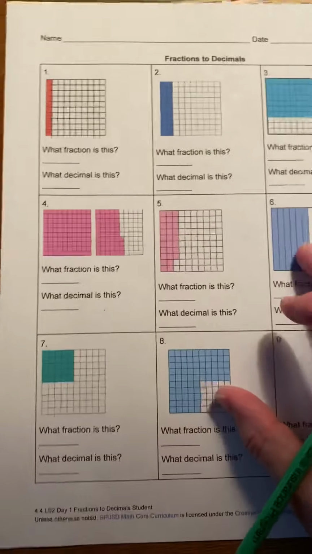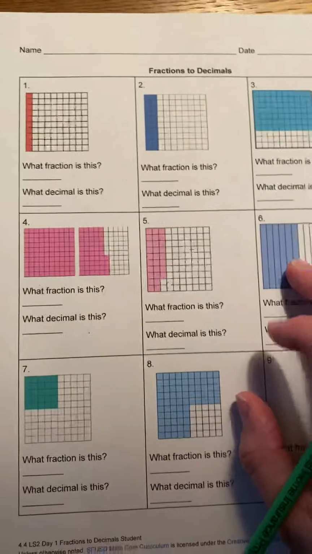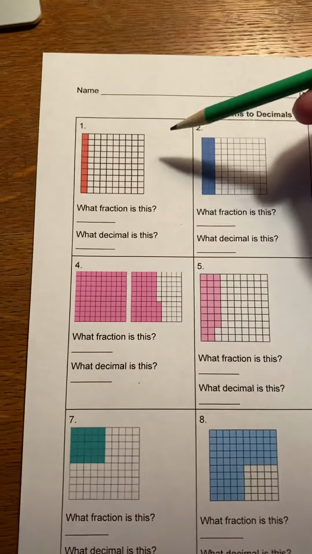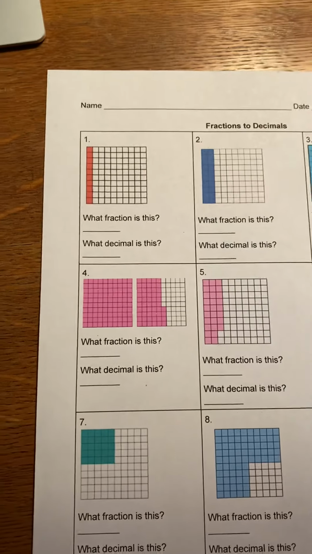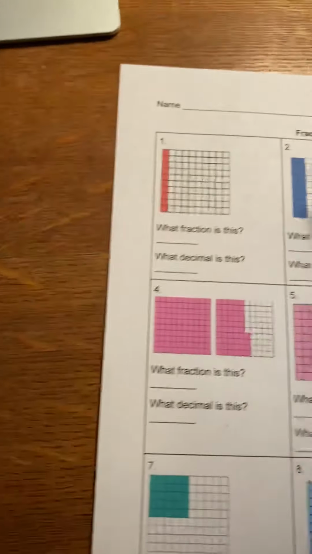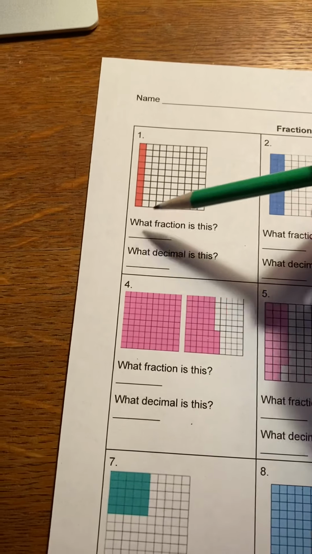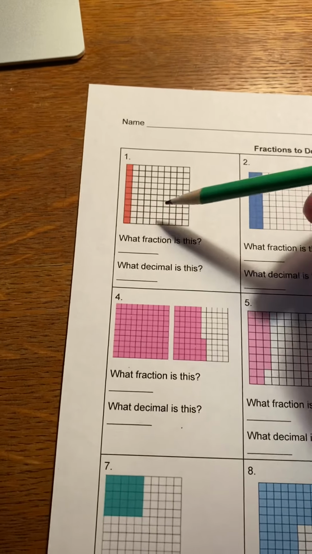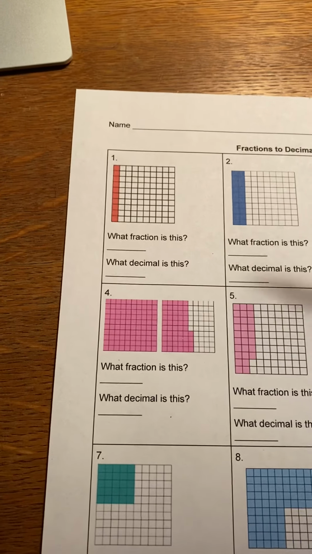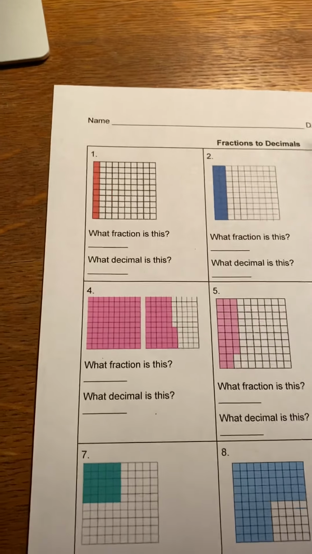Okay, here's the first of the sheets that we're going to work on together today. This is where they take our number grids, either broken into grids of 100 or grids of 10, like problem number 6 is, and we're going to take what's shaded in and make what fraction that is, and then work on changing that fraction into a decimal. And that's our whole work for today, is changing fractions to decimals.